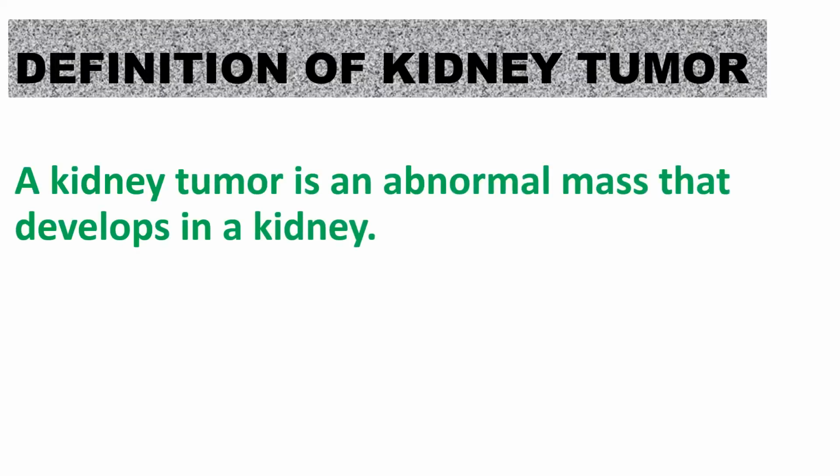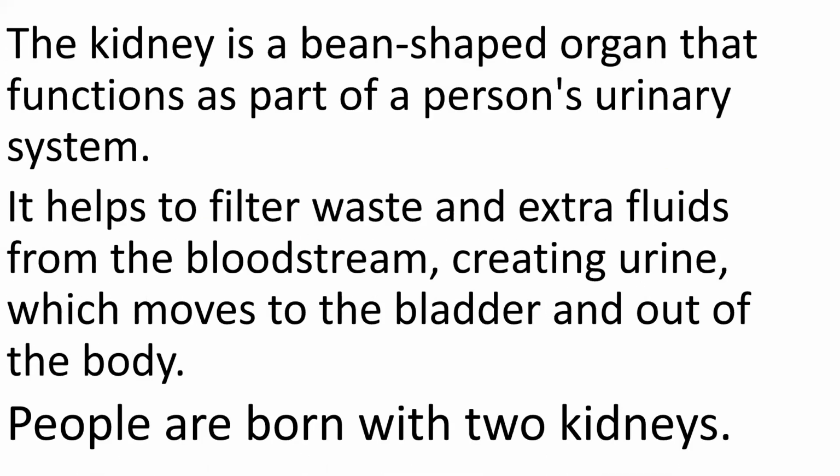Abnormal what? Who wants to help? Abnormal cell growth. Yes, abnormal cell growth. Understand? It is an abnormal mass or abnormal growth of the cell that develops in our kidney. It is known as the tumor of the kidney. And I already discussed all these things.